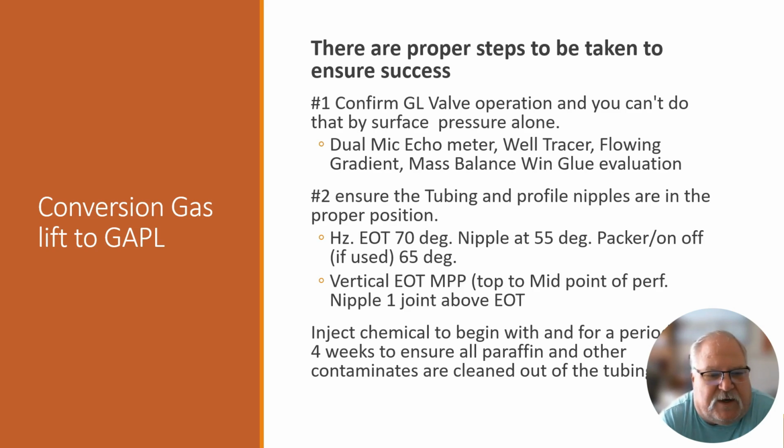If you're in a vertical well, end of tubing should probably be midpoint of perfs, or at minimum right at the top of the perfs. Your profile nipple should be one joint above that end of tubing. And if we were just pour boring where we're coming around the tubing, that's the way to do it. If we're running a packer, then you'd have to leave space for a packer and an orifice. And so that might be 2 or 3 joints above the end of tubing by the time you fit all that in.